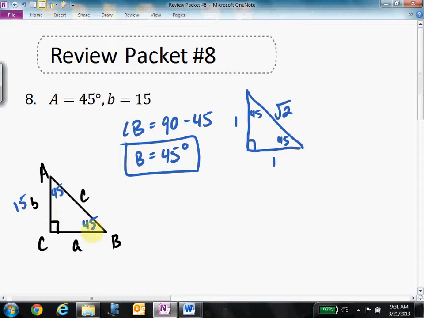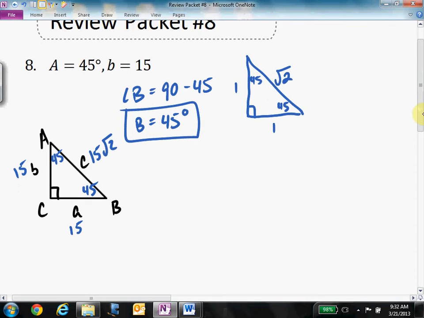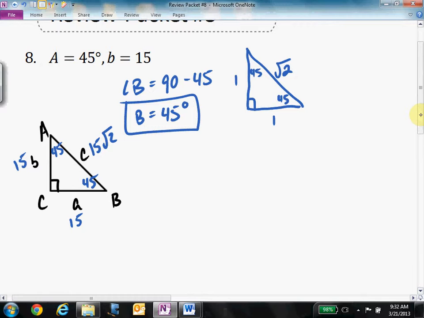We already found that B is 45. And if we know both legs are the same, if this leg is 15, this leg also has to be 15. And then once we know the length of our legs, we can find our hypotenuse simply by multiplying by the square root of 2. So our hypotenuse will be 15 times the square root of 2. Triangle is solved. If you don't remember this, or if you're unsure if you have it correct, you can always resort to your trig. So I'll show you how to use that as well.